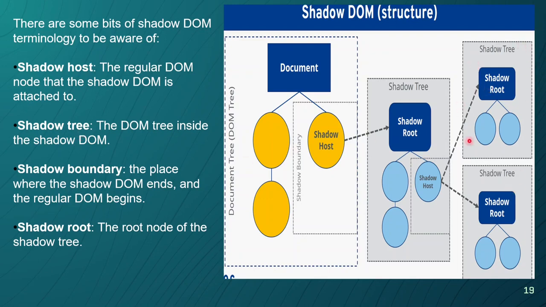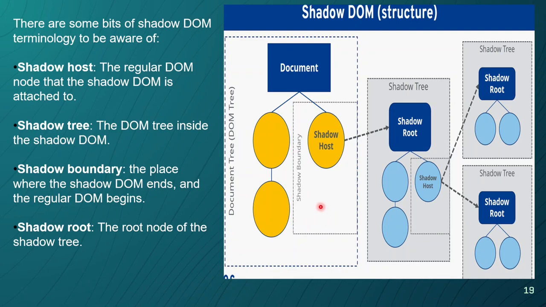This is the shadow tree that we are having. Here you can see this highlighted part. This is the shadow tree. It is a DOM tree inside the Shadow DOM. Inside the Shadow DOM, these are the DOM trees. Next, we have the shadow boundary. Here you can see this is the shadow boundary. This is the place where the Shadow DOM ends and the regular DOM begins.